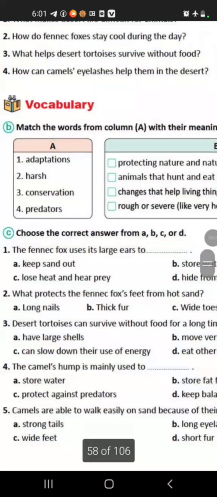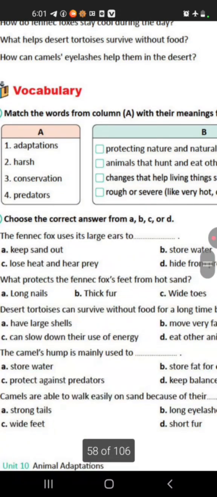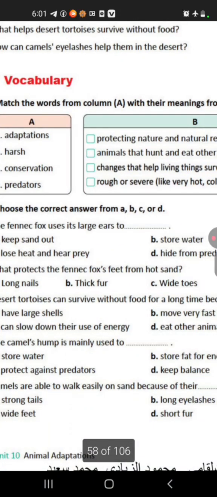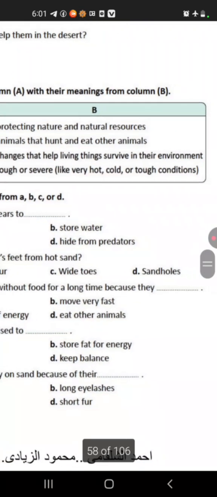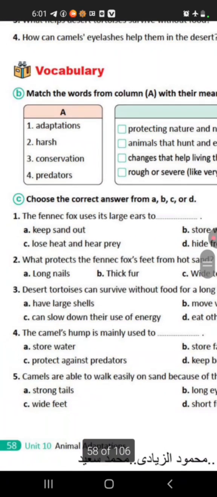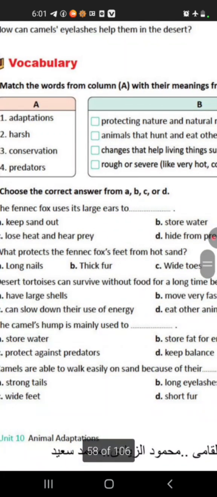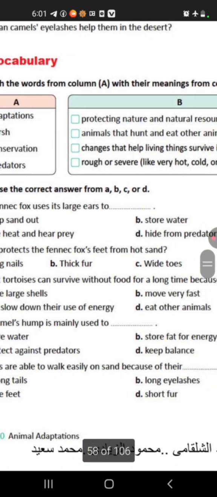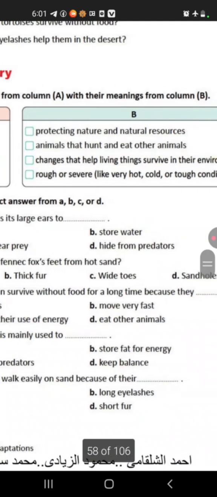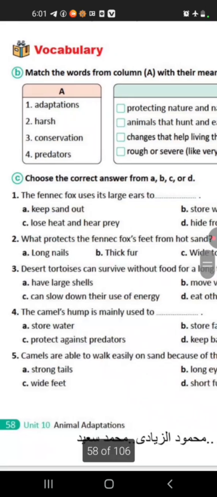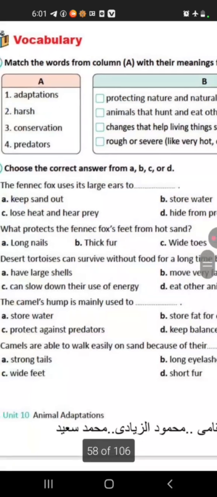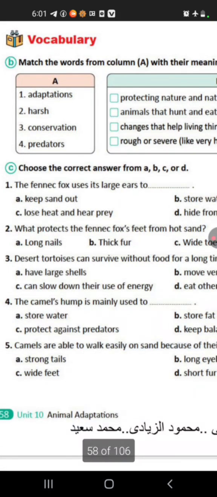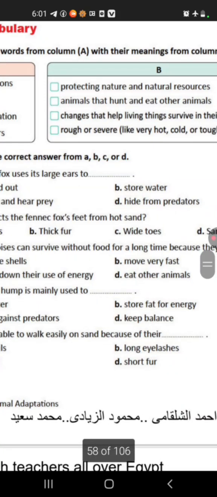Let's match the word with the definition. Adaptation. What's the meaning of adaptation? Do you know? Yeah, adaptation means change that helps living things survive in their environment. Excellent. Harsh. What's the meaning of harsh? Yeah, rough and severe, like very hot, cold, or tough conditions. Conservation, yeah, protecting nature and the natural resources. Predators, yeah, animals that hunt and eat other animals.